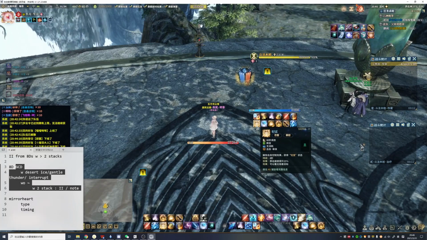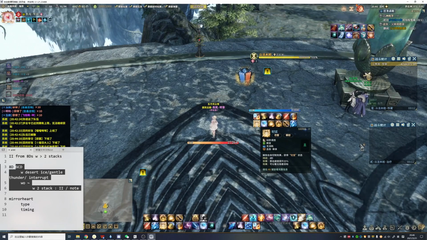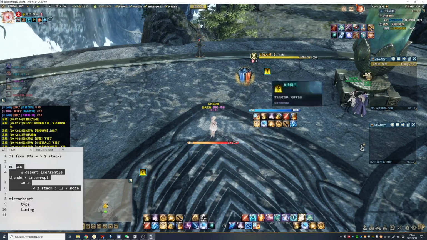But if you are casting your next Thundering phase as soon as possible, which means 60 seconds later, then the earlier you cast your Gentle Thunder this time, the more likely you will be able to cast it to cancel your GCD next time in your next cycle. Okay, so you have to consider which one to cast first to cancel the GCD.